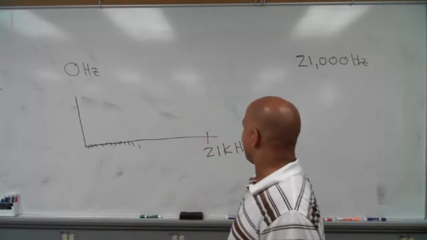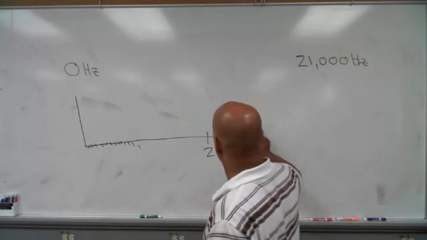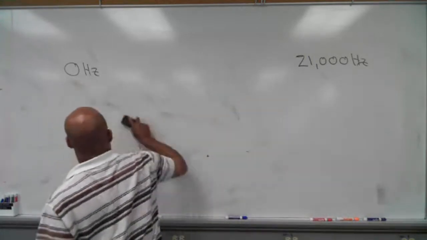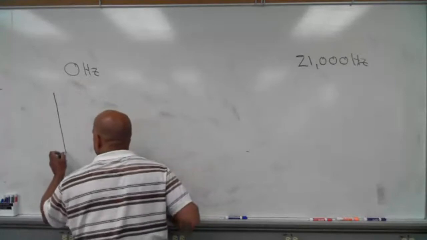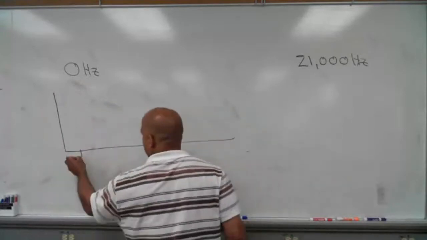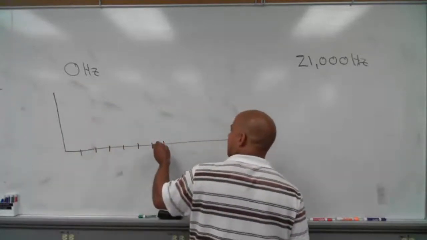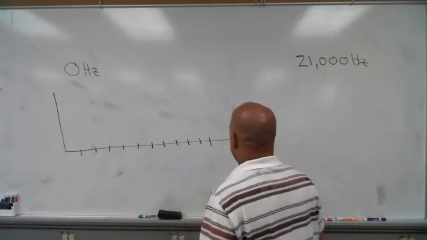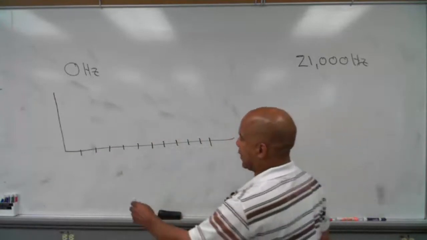The second option I have is, all right, let's just make a real graph. So maybe I can actually make the tick marks really wide, enough for me to see them all the way over to 21,000, if I start this at zero.